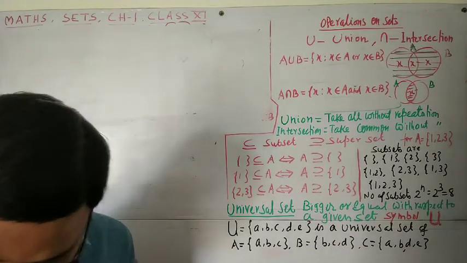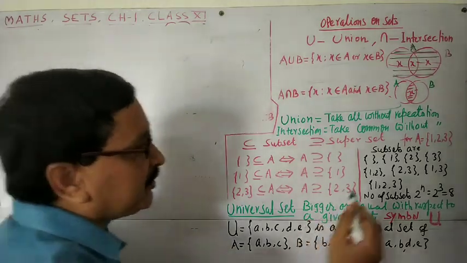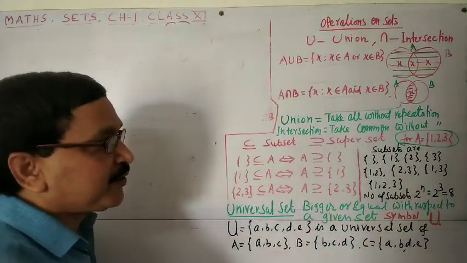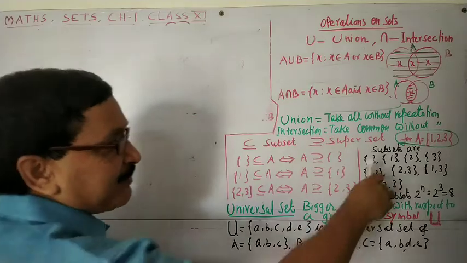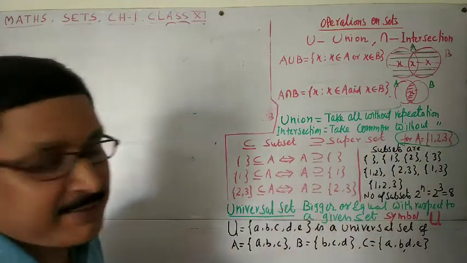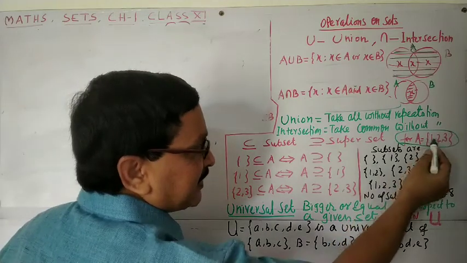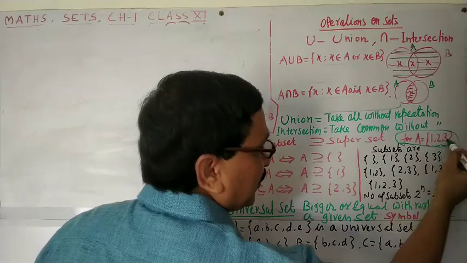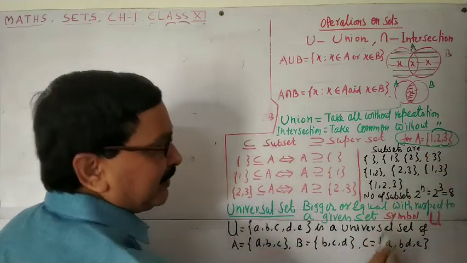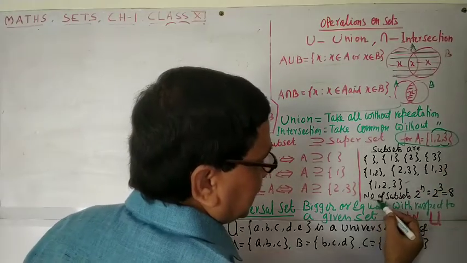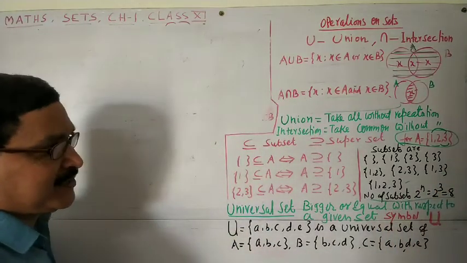Subsets: students, earlier in the previous video I taught that if A is equal to {1, 2, 3}, then there are 8 subsets. I have already told you the number of subsets. The empty set, then the singletons {1}, {2}, {3}, then the pairs {1, 2}, {2, 3}, {1, 3}, then the whole set is taken. So these are the 8 subsets, and this is the formula to find the number of subsets.